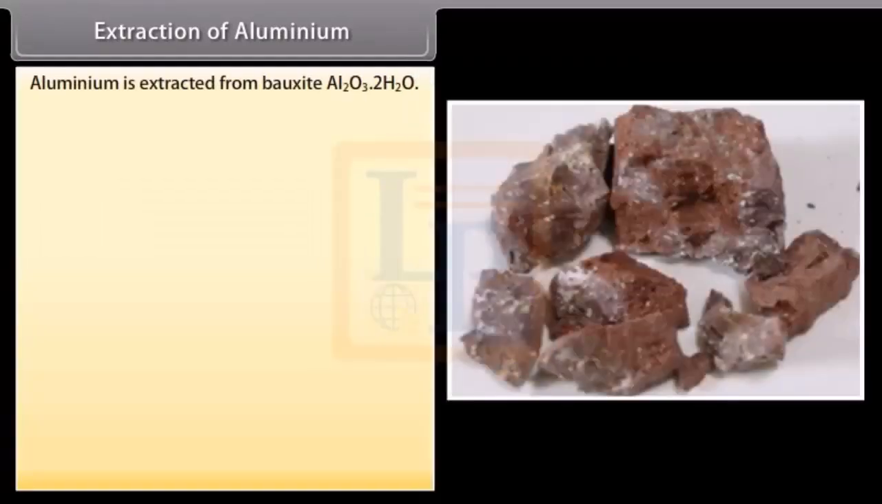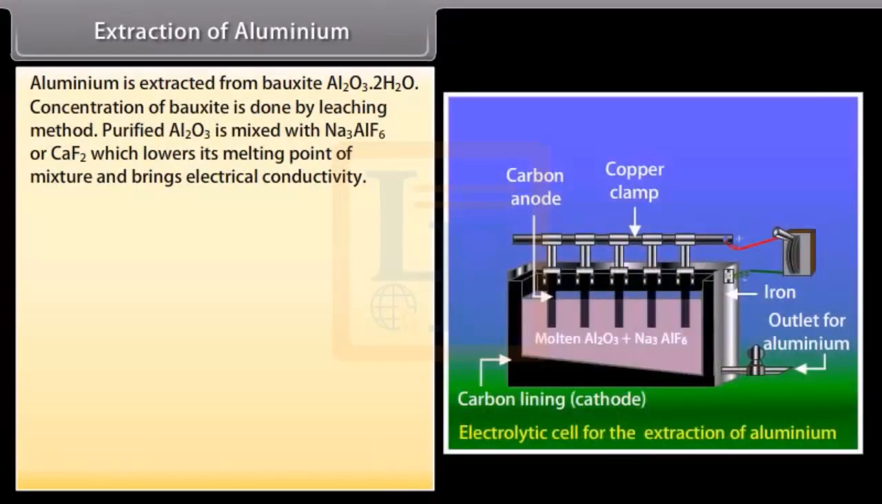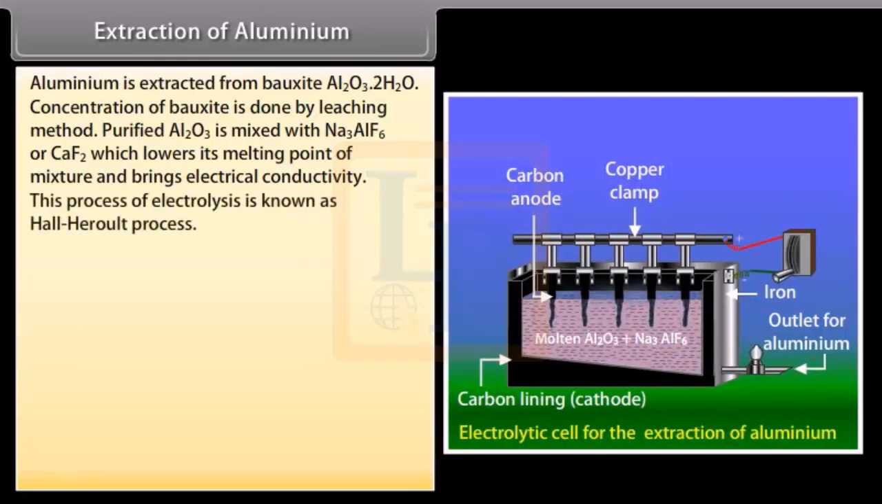Extraction of aluminium. Aluminium is extracted from bauxite, Al2O3.2H2O. Concentration of bauxite is done by leaching method. Purified Al2O3 is mixed with Na3AlF6 or CaF2, which lowers the melting point of the mixture and brings electrical conductivity. This process of electrolysis is known as Hall-Héroult process.